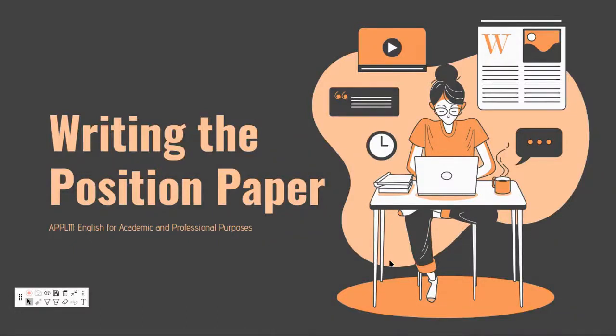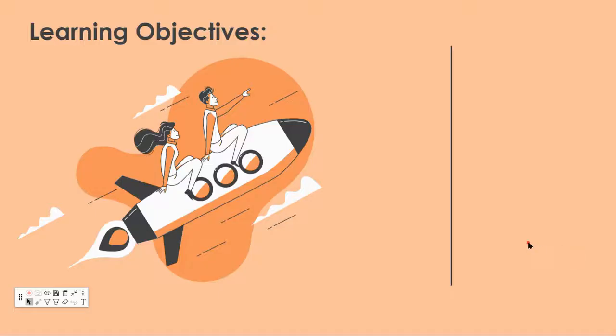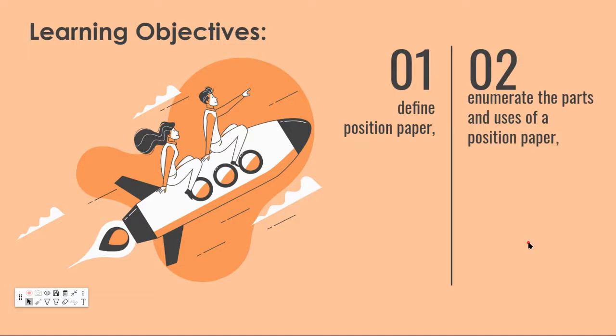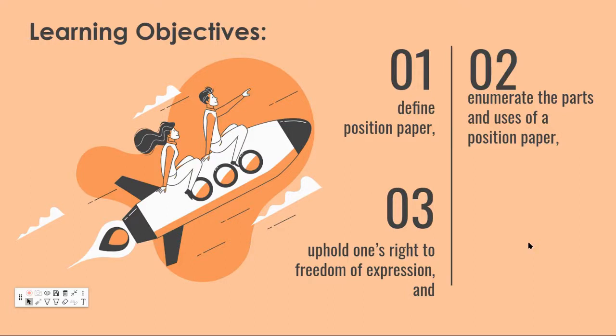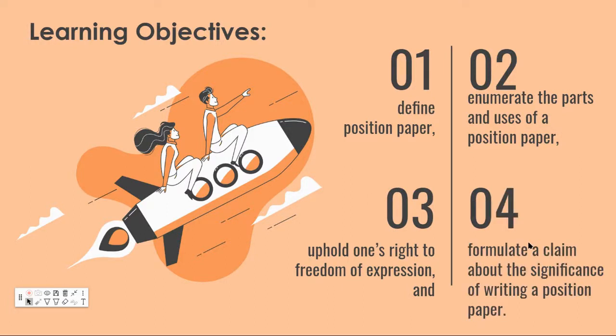If you're having problems starting to look for a topic for your position paper, this particular e-lesson would be very much helpful. In this e-lesson, we will cover the following objectives. Number one, define a position paper. Number two, enumerate the parts and uses of a position paper. Three, uphold one's right to freedom of expression. And number four, formulate a claim about the significance of writing a position paper.